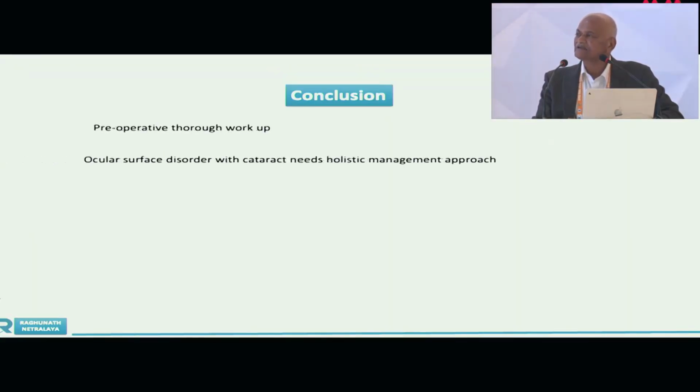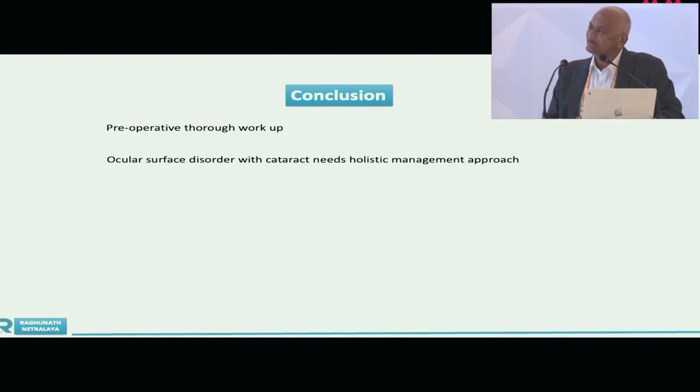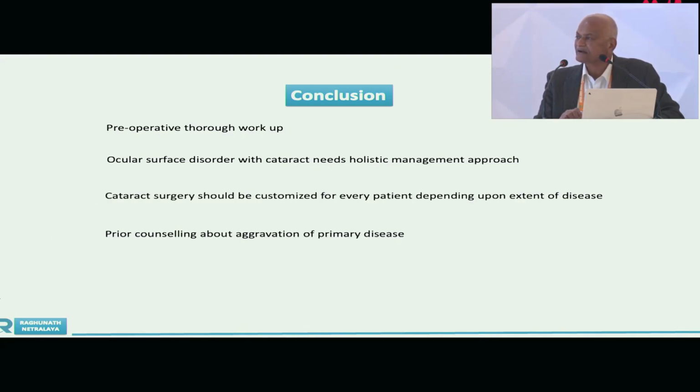In conclusion, a preoperative throat checkup is very, very required in such cases. Ocular surface disorders along with cataract need a holistic management approach. Cataract surgery should be optimized for every patient depending upon the extent of the corneal disease. So prior counseling is needed about the aggravation of the primary disease; you can get corneal opacity, or sometimes keratitis, and you will have to tell the patient that aggravation can occur.